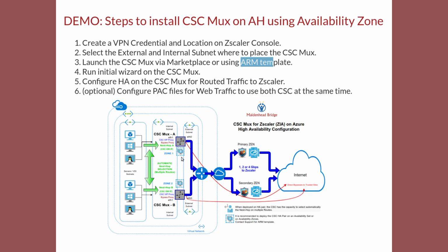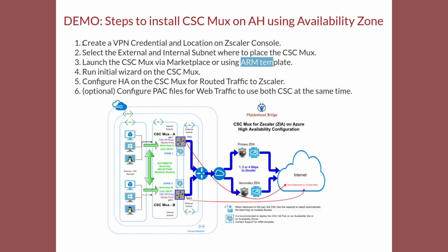When you have this high availability for VDI traffic or any machine that supports PAC files, the best is to create a PAC file. We will show how to do it. Then you will be able to use both connectors at the same time, and you can reach up to 4 gig for web traffic. It's very easy to do. Then we are going to do all these steps.